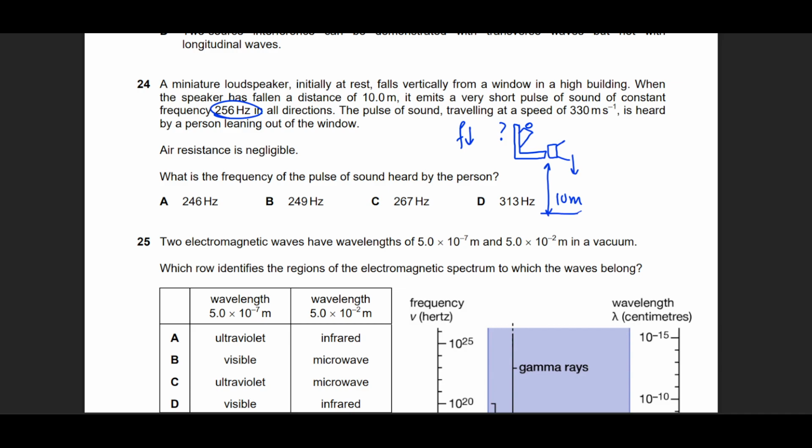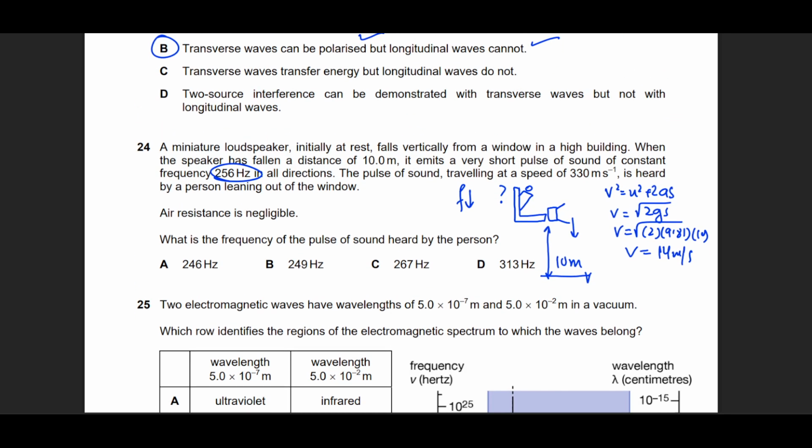But first we need to find out the speed at this point so that we can use the formula for Doppler effect. How to find the speed? We can simply use the equation v squared equals u squared plus 2as, and we understand this is going to become v equals under root 2gs. So v equals under root 2 into 9.81 into height, which was 10. Velocity comes out as 14 meters per second.